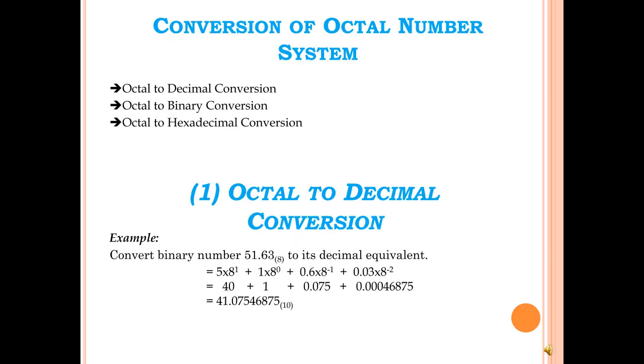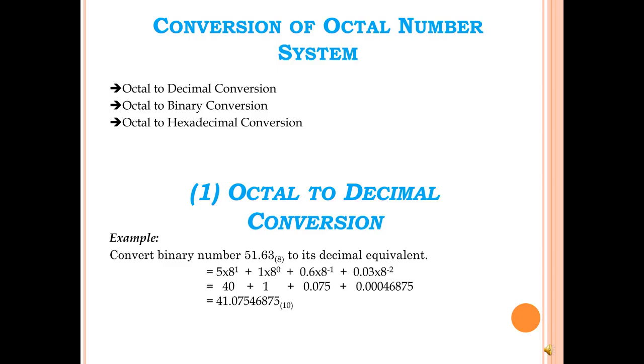Now, we have conversion of octal number system. In this conversion, we can convert from octal to decimal, octal to binary, and octal to hexadecimal. First of all, let's see the octal to decimal conversion. We have one example here. Convert octal number 51.63 base 8 to its decimal equivalent.